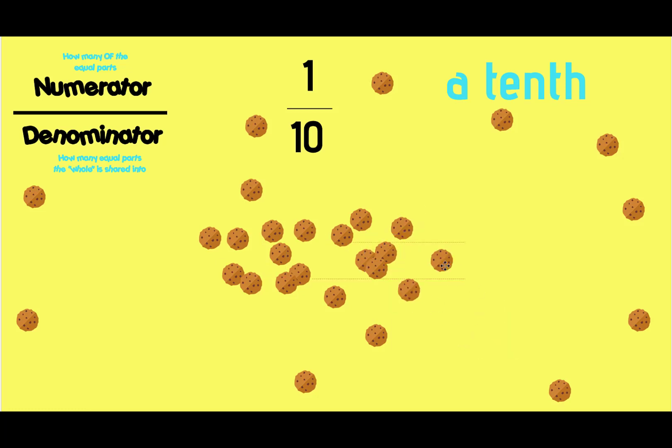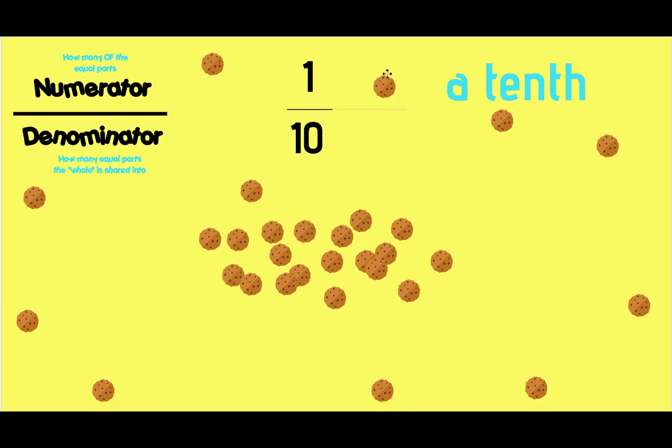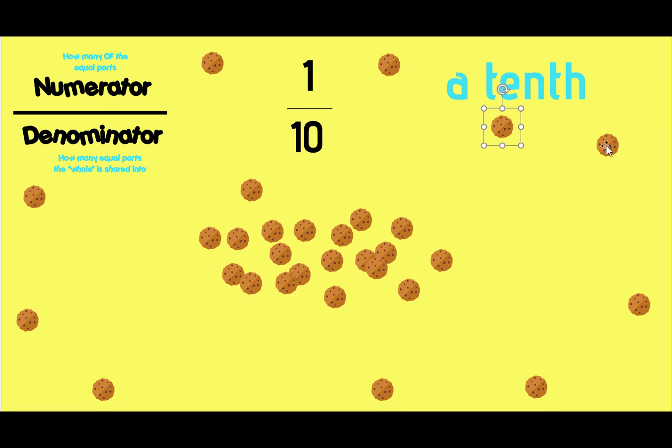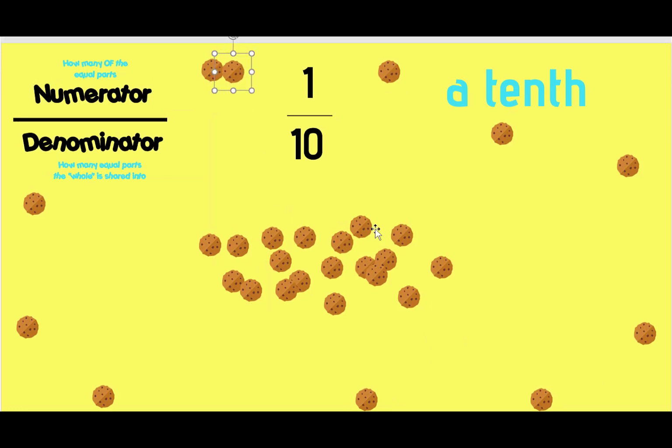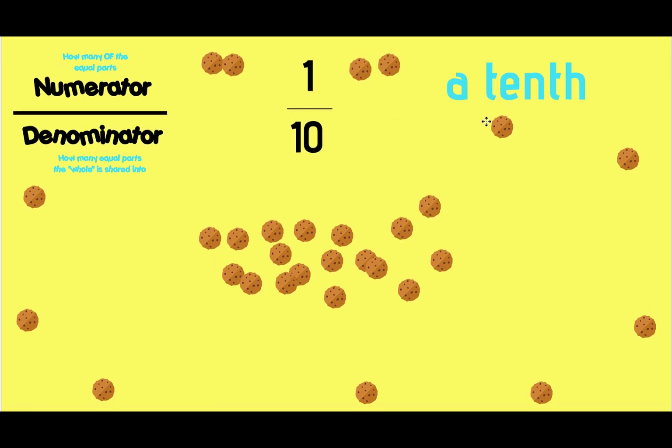So it's not as easy to separate my 10 groups unless you've got objects. If you've got objects in front of you, then you can move them all into the middle. So let's have a look at my groups. So I've got 1, 2, 3, 4, 5, 6, 7, 8, 9, 10. So we can start sharing out the cookies into our 10 groups.